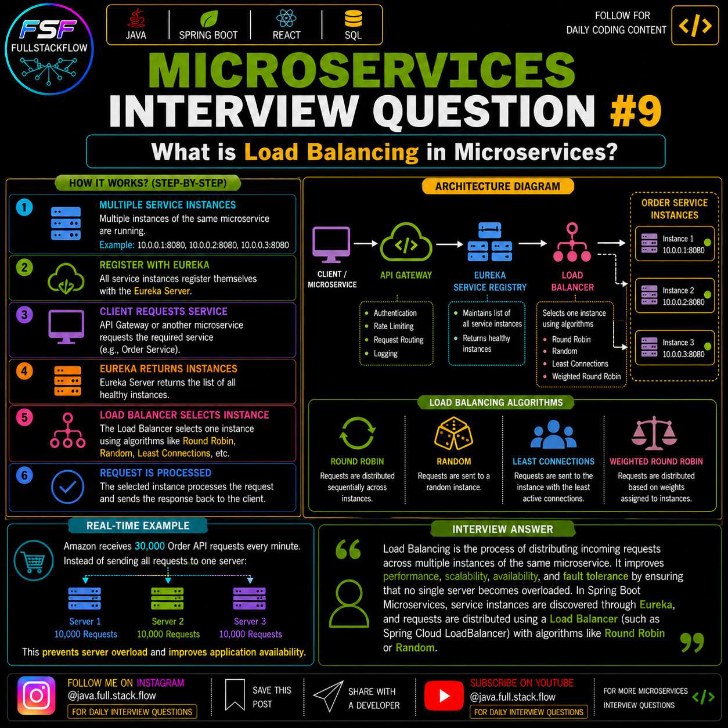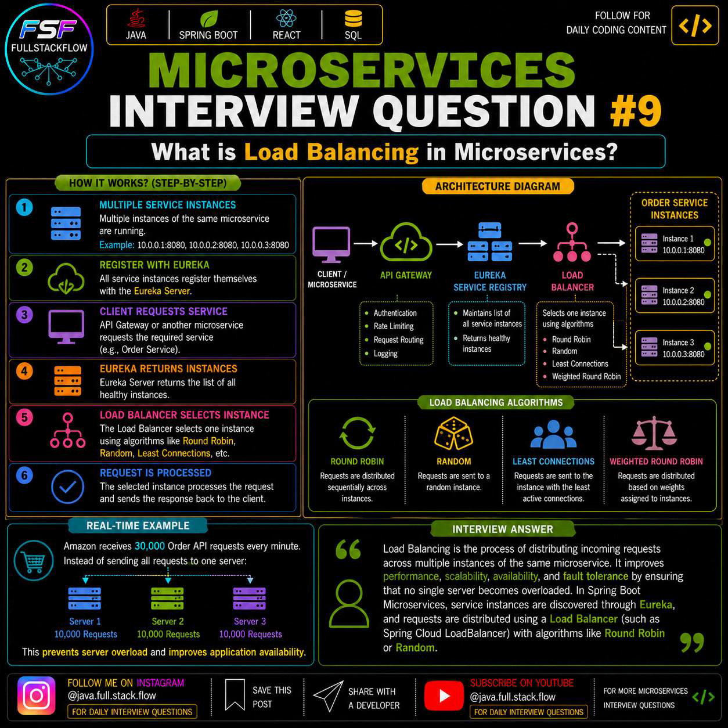Suppose your application has only one instance of the order service. If only 10 users access the application, there is no problem. But imagine during a sale 30,000 users place orders at the same time. All requests go to the same server. That single server becomes overloaded. As a result, response time increases, users experience delays, some requests fail, and the server may even crash.